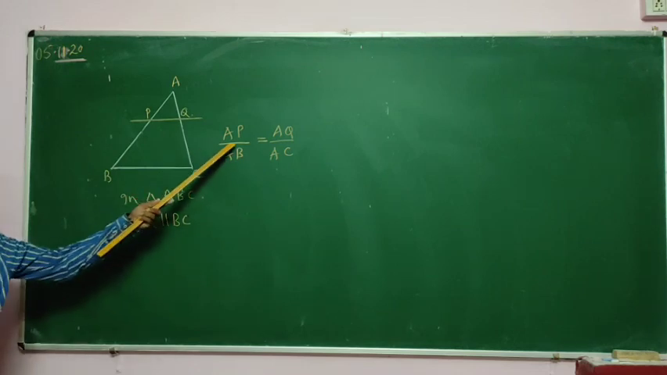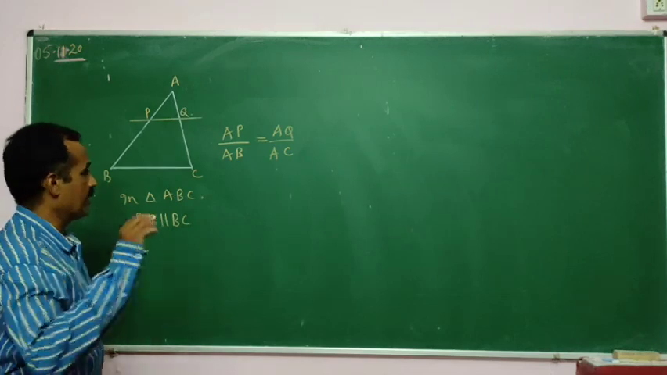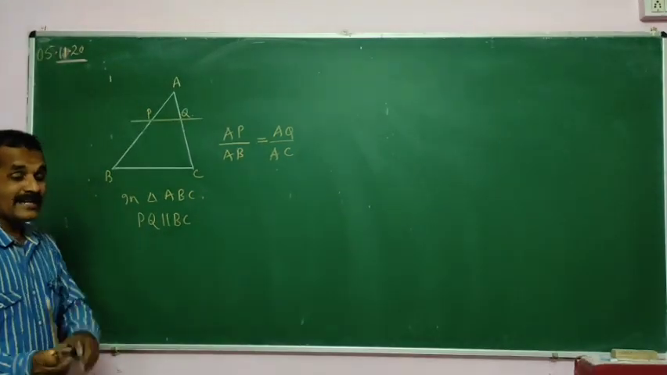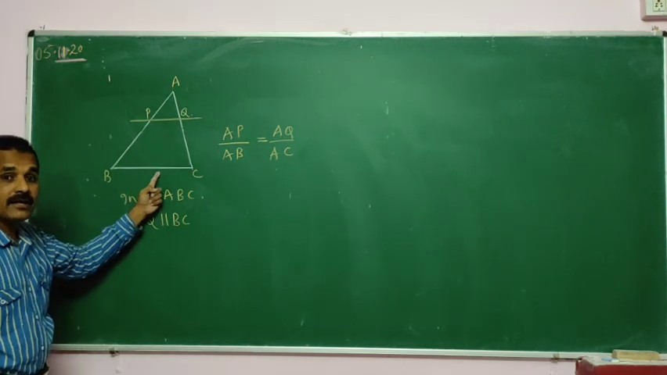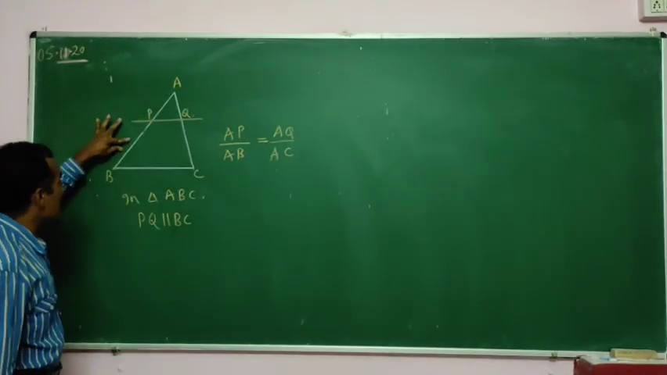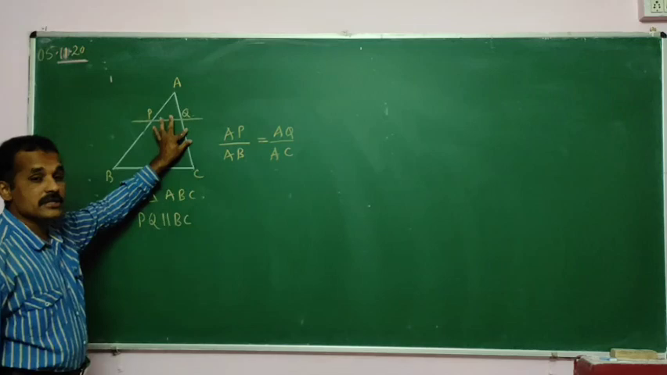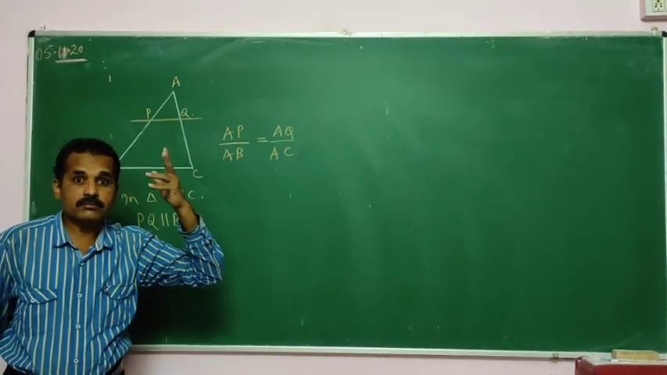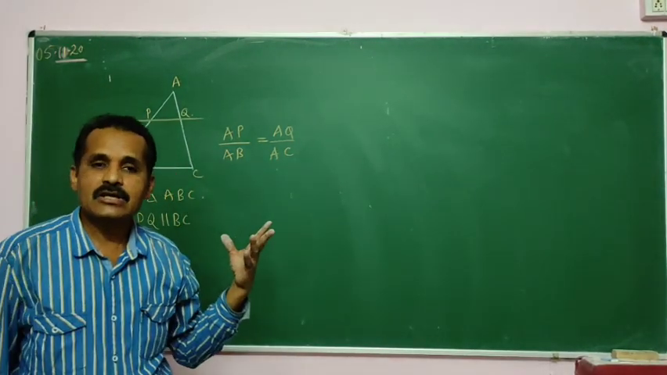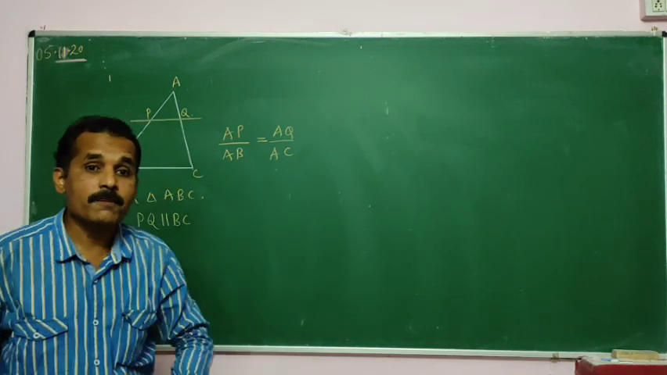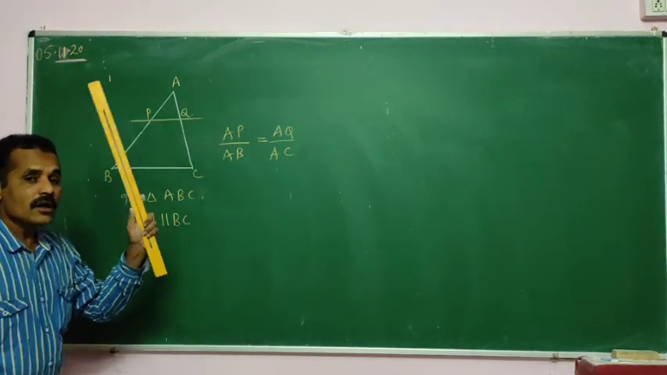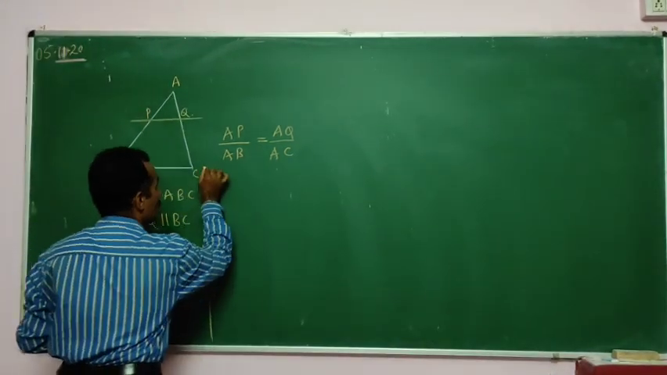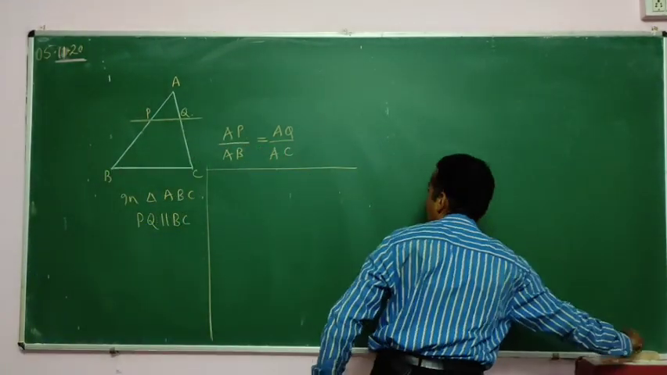But how? That I am going to show today. It is not necessary that when they are parallel, only AP by PB is equal to AQ by QC. That is the result of the Thales theorem. But we can do like this also. How it has come, I will tell you. Look at it.